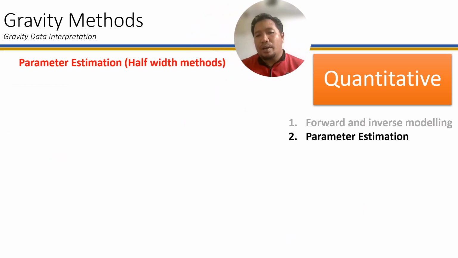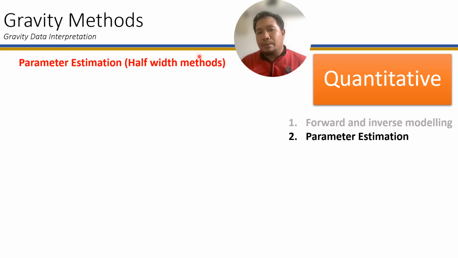Now we move into parameter estimations. The half-width method is a well-known quantitative interpretation technique for parameter estimation. In gravity interpretation, it is a simple and yet effective method used to estimate the depth to the top of a buried geological structure that produces a gravity anomaly. This method is particularly useful for a quick initial assessment and involves minimal computational effort.